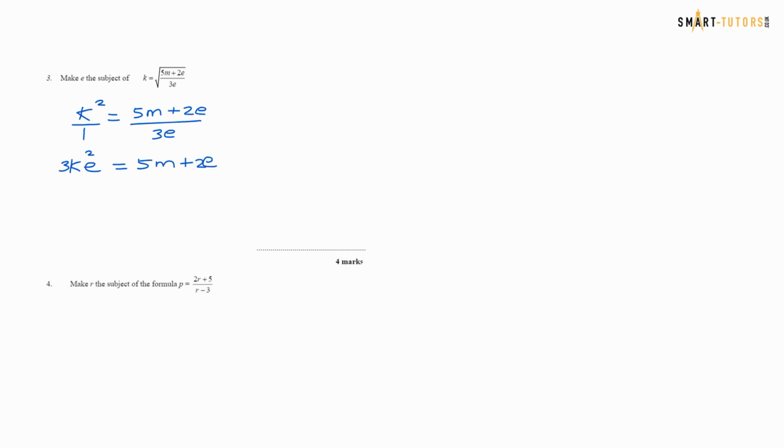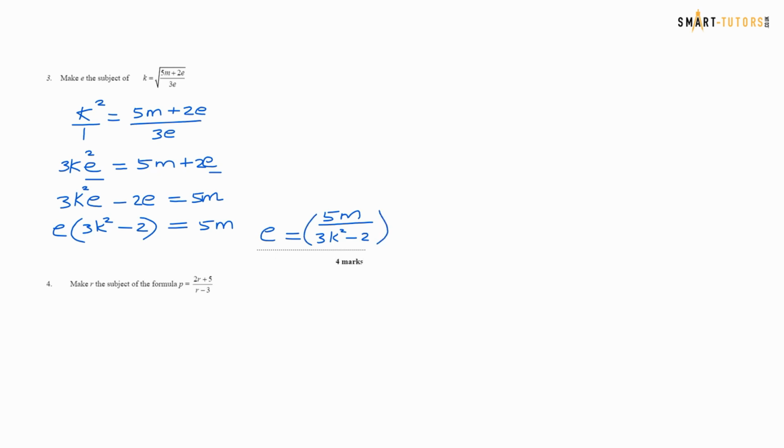So the subject is E. E is in two places, so I'm going to bring it to one side. So 3K squared E minus 2E equals 5m. So I'm going to factorize. If the letter is in two or more places, you need to factorize and make it appear in one place. So E times 3K squared minus 2 equals 5m. So from here you can make E the subject: E equals 5m over 3K squared minus 2.